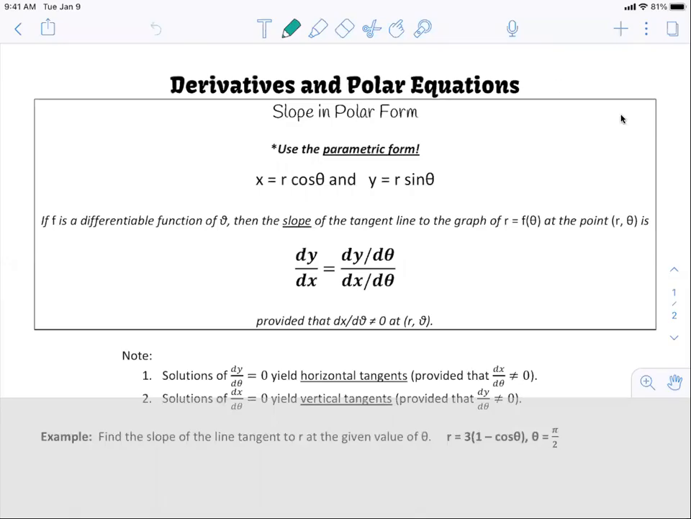Okay, this page is one of the extra papers that I gave you. This is not in your notes packet, so this should be in the little stack of papers that you got earlier this week. So we want to talk about derivatives and polar equations.